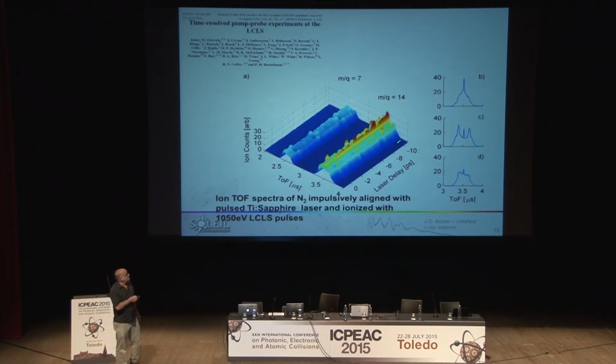And other times you see these sharp peaks on either side, and that's when the nitrogen molecules are aligned along the direction of the spectrometer, so that when we dissociate it, you get fast peaks and slow peaks. So you can see that this recurs quite nicely.